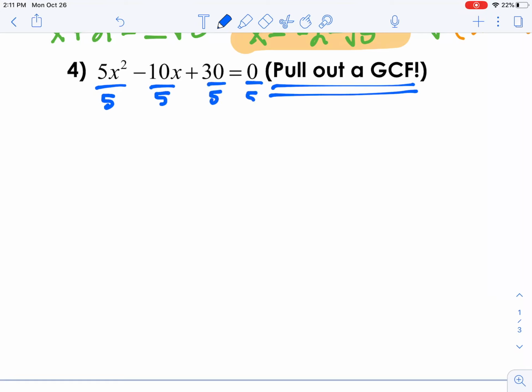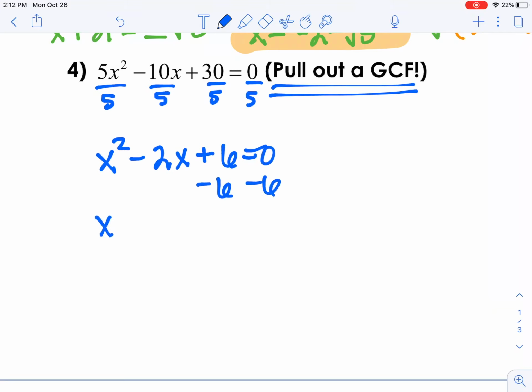When we do so, we're left with x squared minus 2x plus 6 is 0. And now that's something we can solve. If I subtract my 6 to the other side, I get a blank. Now you might be saying, why didn't we leave the 5 out in front? Well, in this case, it's not that important. With factoring, it's important, but in this case, it's not because it would cancel out in the end anyway.